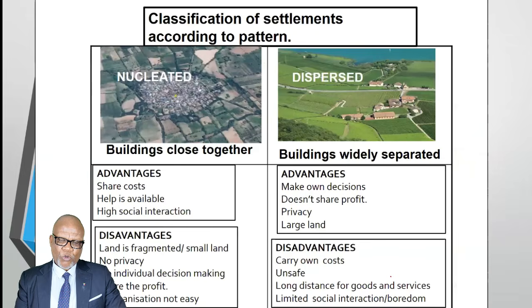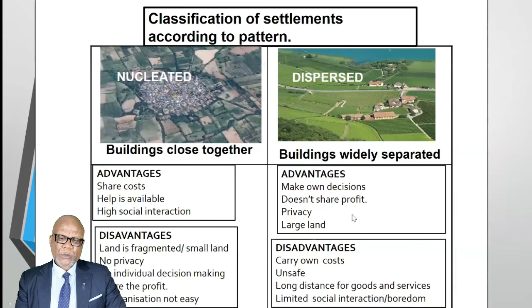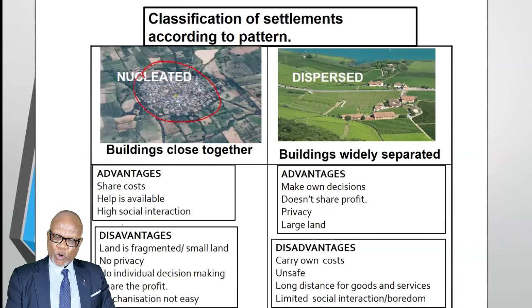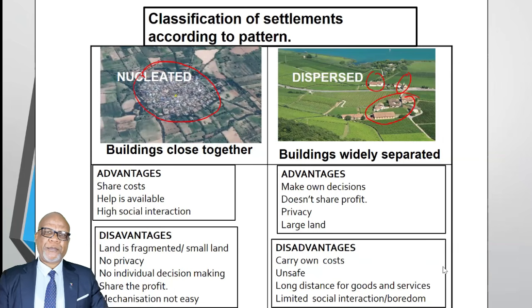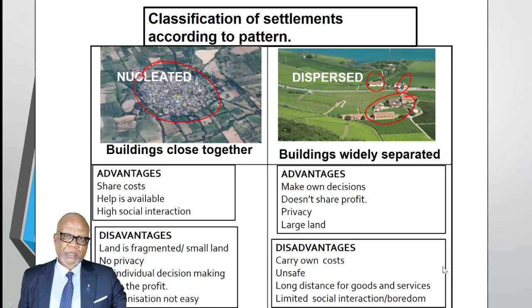And then we have settlements according to pattern. Now, what is classification of settlements according to pattern? We are saying, are the buildings closer to each other, or are the buildings far from each other? So that is a pattern. That is a simple classification of settlements according to pattern.